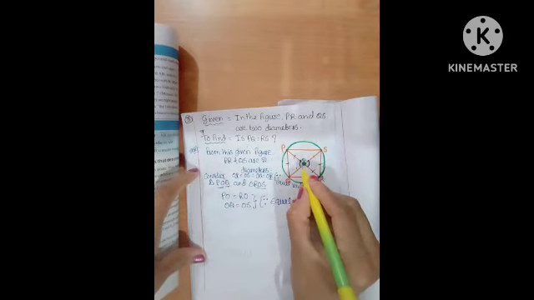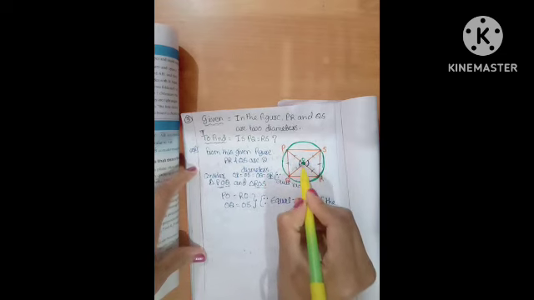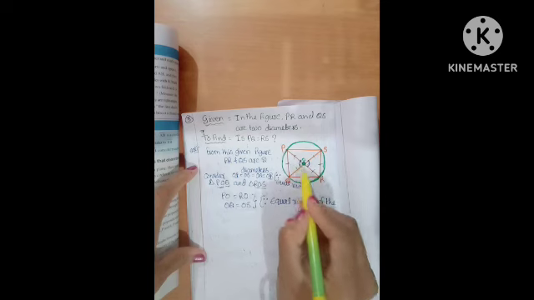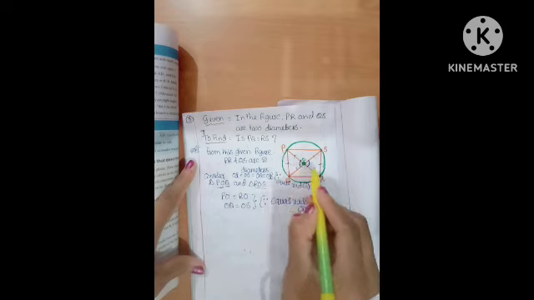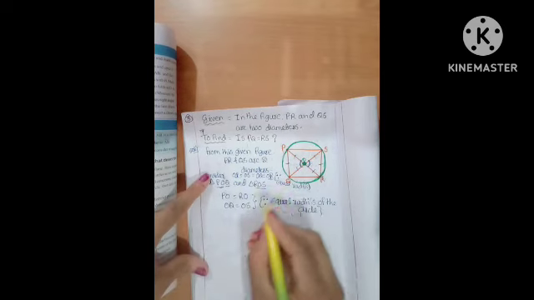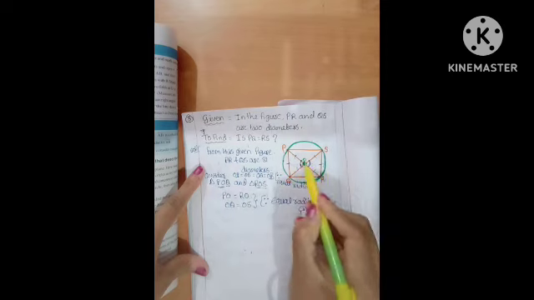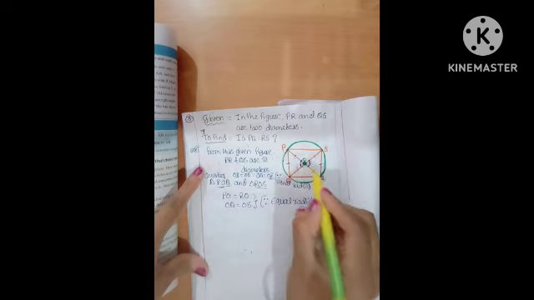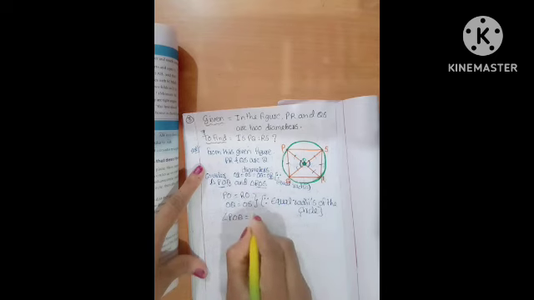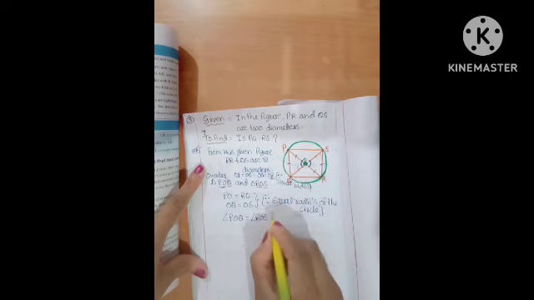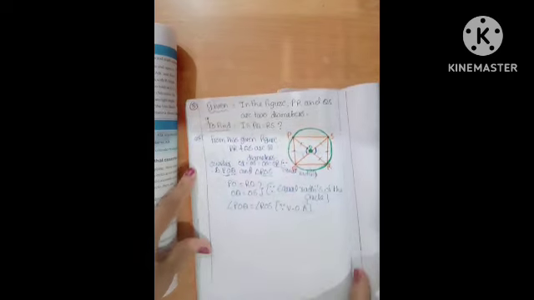One angle is given here. These two diameters intersect at point O. Whenever two lines intersect at point O, vertically opposite angles are equal. We know that, it is a very important point. Here angle POQ is equal to angle ROS. Why are these two angles equal? Vertically opposite angles are equal only.